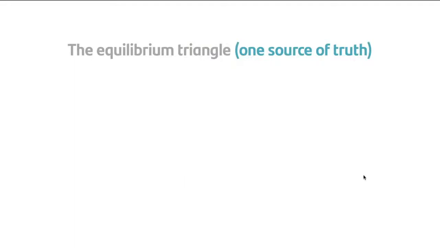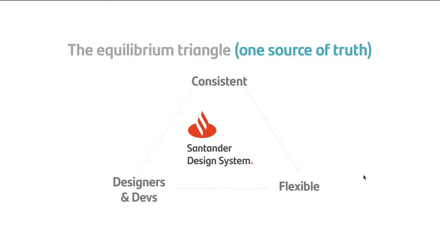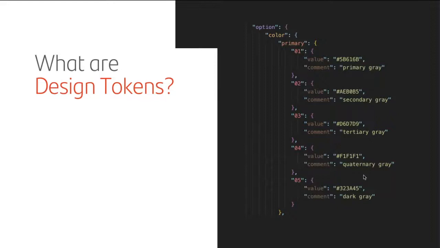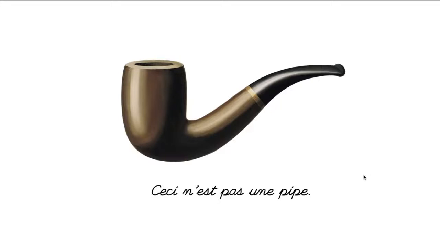That means that our design system has to have an equilibrium among these three parts of the triangle. It has to be consistent, it has to be flexible, it has to be for designers and developers. This is what our design system is. And this can be achieved thanks to design tokens. Probably some of you have heard about this concept, but I always love to talk about design systems with some metaphor. All right, so to talk about design systems, it's like this famous picture from Magritte.